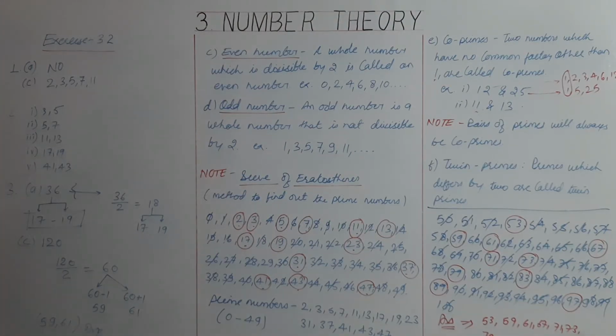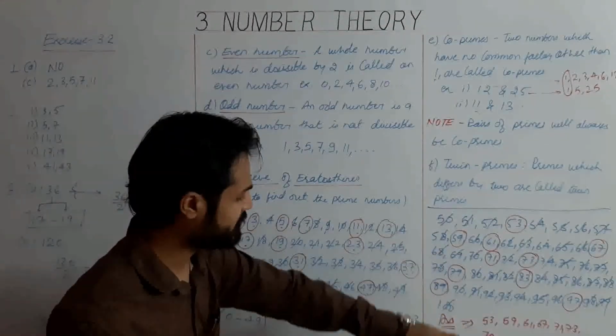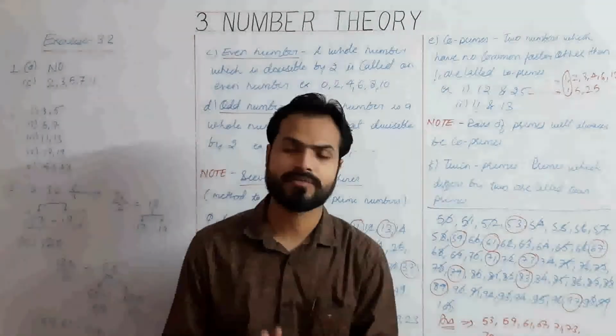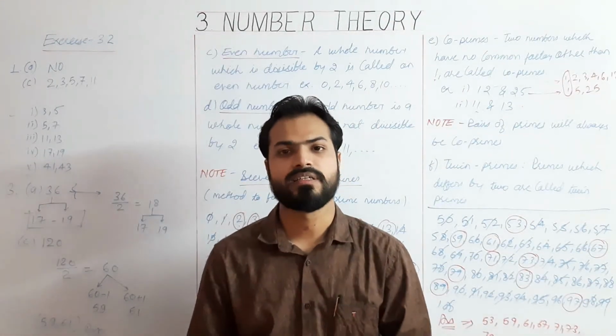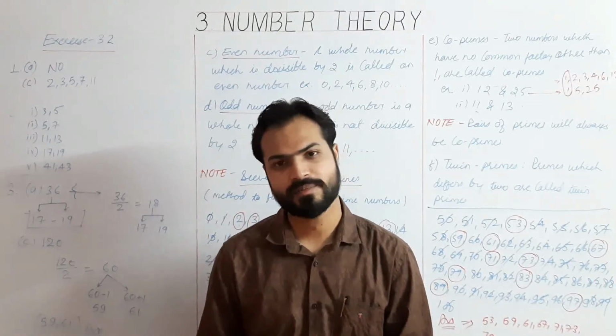Last, fifth question: list down all the prime numbers between 100 and 150. This is your homework. Again repeat this process for the next range, 100 to 150. Please solve this problem and all remaining problems in your notebook. And if you have any doubt or query related to this exercise, please write your comments in the comment section.